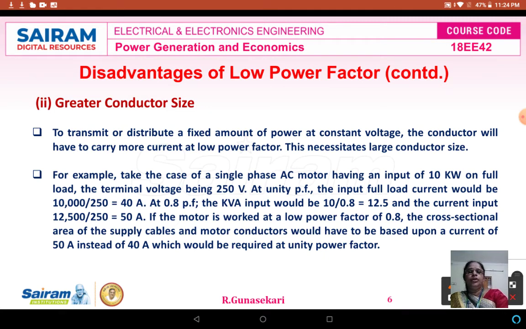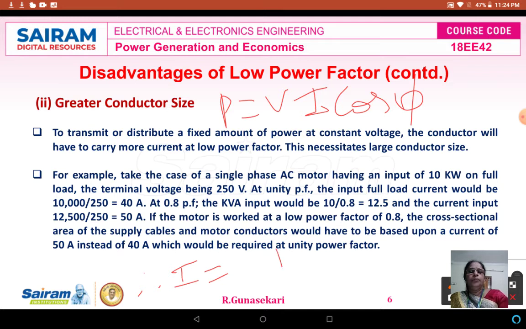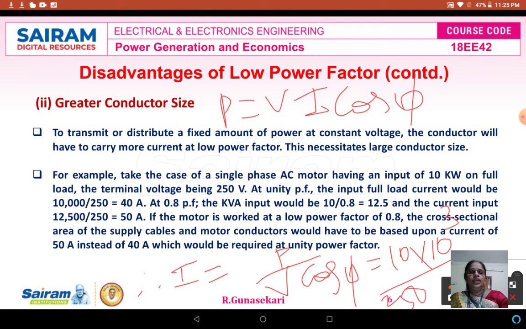This is the 10 kW, so 10 divided by 250 volt at unity power factor. The current I: power P is equal to VI cos phi, therefore I equals P divided by V cos phi. P is 10 kilowatt, 10 into 10 to the power 3, voltage is 250, power factor is unity, 1. So 10,000 divided by 250 into 1 is 40 amps. This is the full load current at unity power factor.